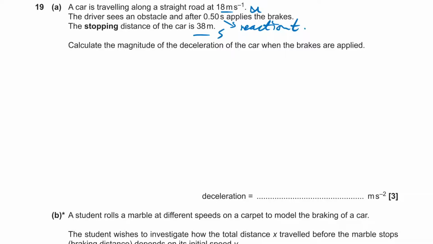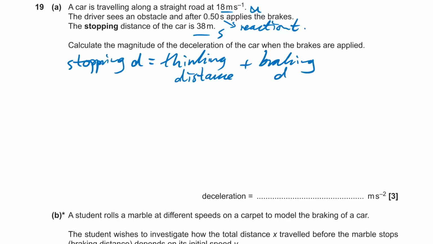Calculating the magnitude of the deceleration of the car when the brakes are applied. So the stopping distance is 38 meters. Don't forget that stopping distance is equal to thinking distance plus braking distance. We know that thinking distance is just the initial speed times the time. Braking distance is going to be to do with the deceleration. So let's find out the braking distance first. Braking distance is equal to the stopping distance, take away the thinking distance.